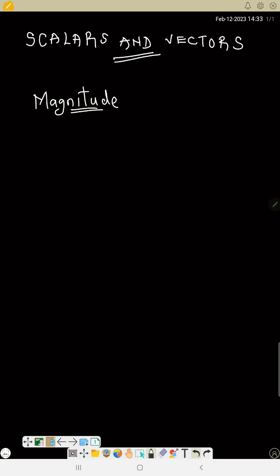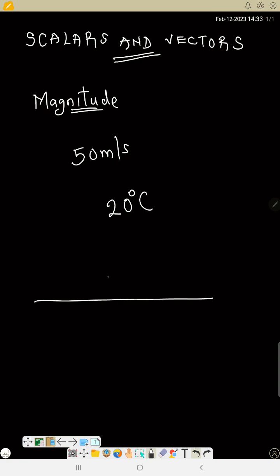Magnitude is the absolute size of a quantity such as length. It is usually represented by a single number with an appropriate unit. For example, the magnitude of velocity here is 50 meter per second. The magnitude of temperature here is 20 degrees Celsius. If I draw a line and I say this line is 5 centimeter.